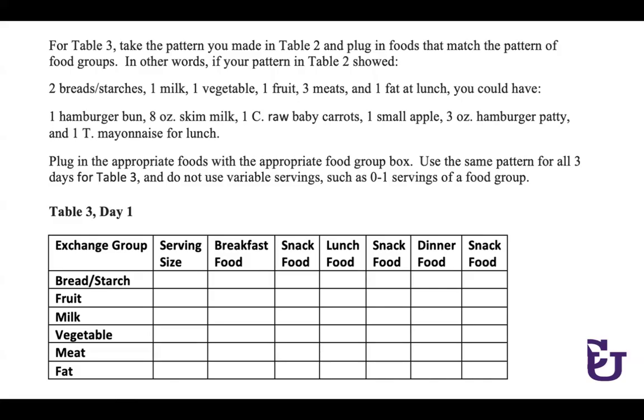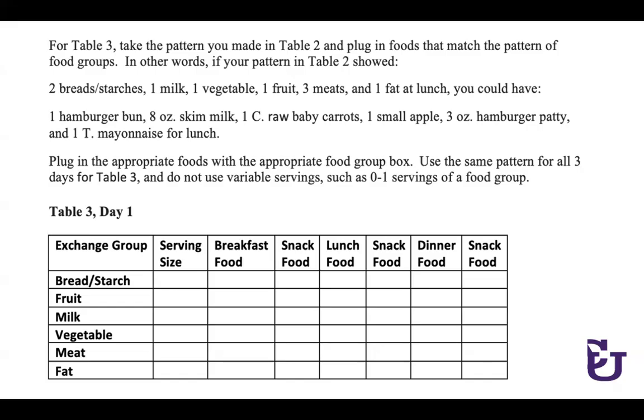1 hamburger bun, which is 2 breads, 8 ounces of skim milk, which is 1 milk, 1 cup of baby carrots, which is a vegetable, 1 small apple, which is your fruit, 3 meats. They've got a 3-ounce hamburger patty is 3 meats, and 1 tablespoon of mayonnaise would be your 1 fat. So you're going to fill in the table using that information. Plug in the appropriate foods with the appropriate food group box.